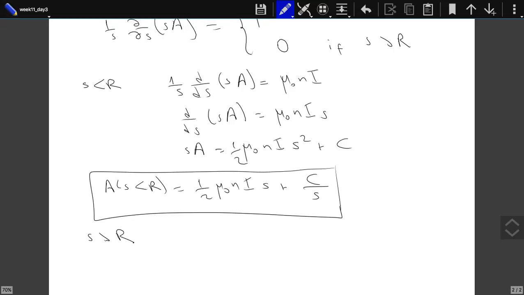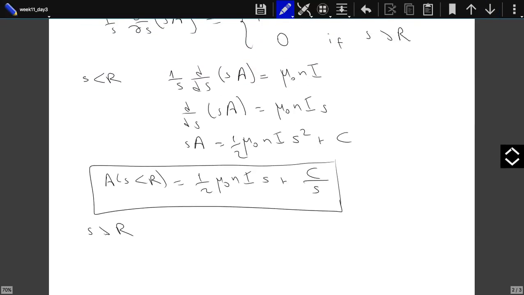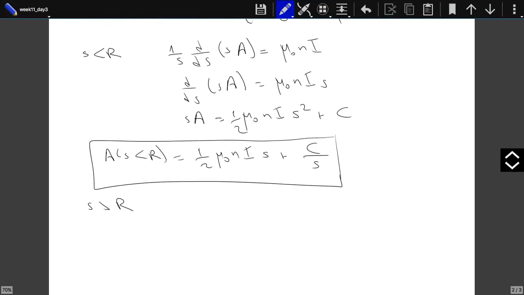Now for S larger than the radius, so for a point outside my cylinder, remember there is no magnetic field over there. So 1 over S d by dS of S times A should be equal to 0. Well, this tells me that S times A should be a constant. Let me call that constant D.